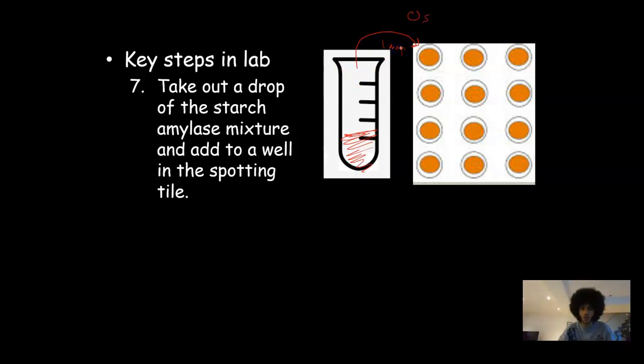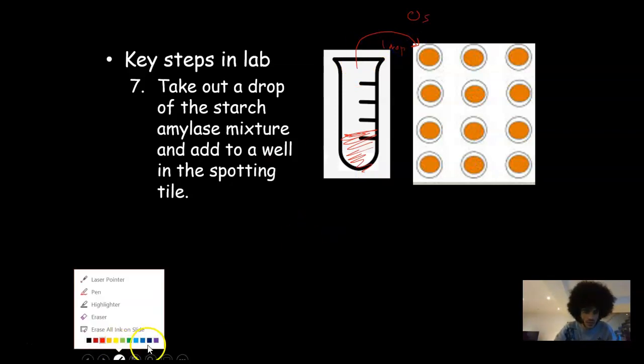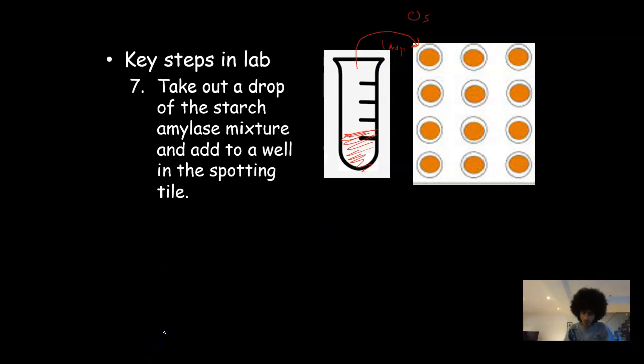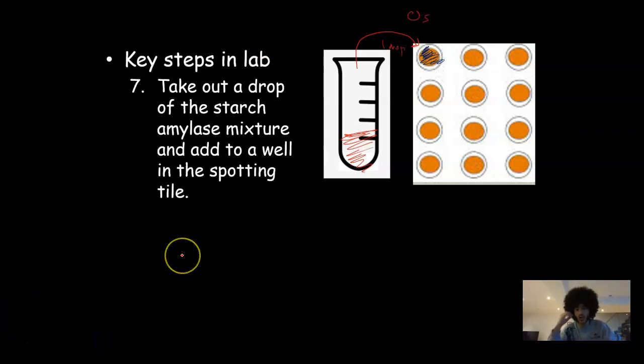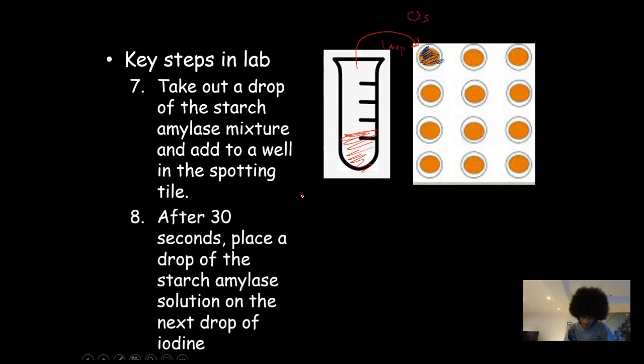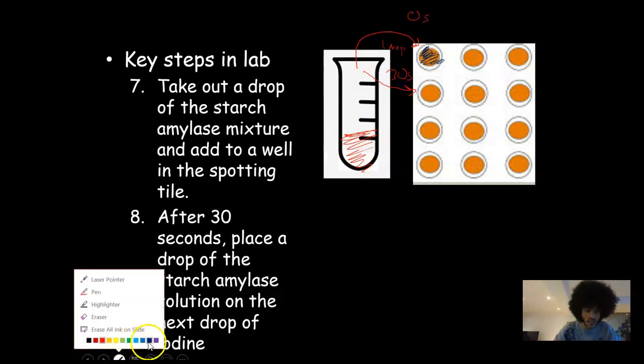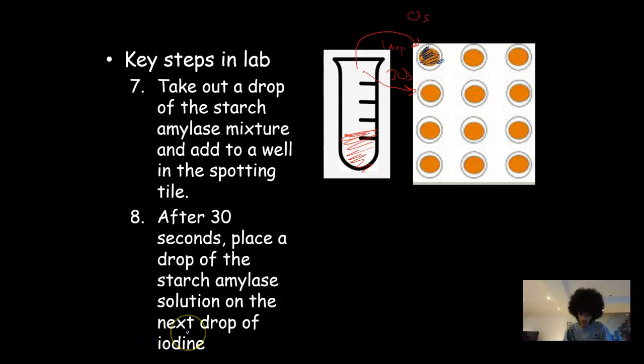Now at the very start, what you might find is as soon as you add it, I'm going to use a different color here, it goes really dark blue-black, like that. That kind of makes sense because starch turns blue-black in iodine. So that's exactly what we'd expect, and that's fine. You then do the same thing after 30 seconds. So after 30 seconds, we'll get another drop and put it inside the next spot. And again, what you might find is it will turn dark again.